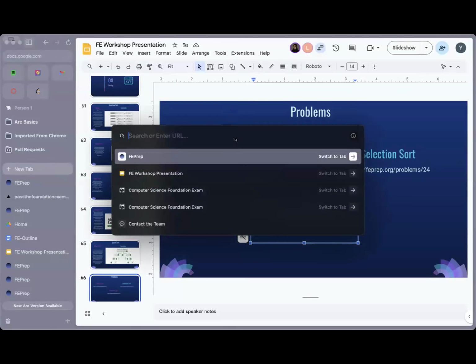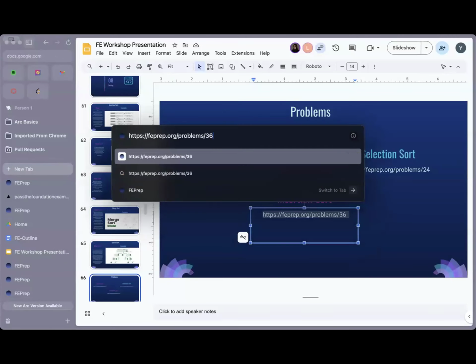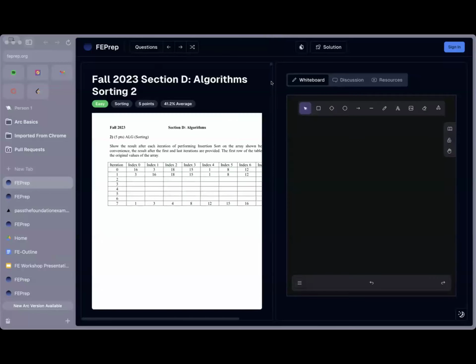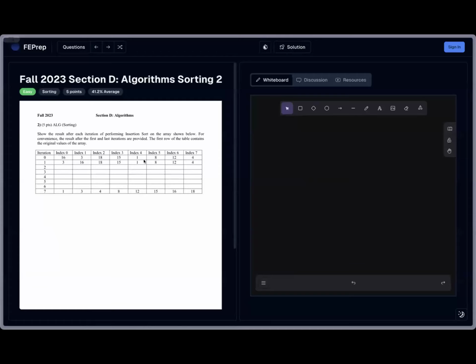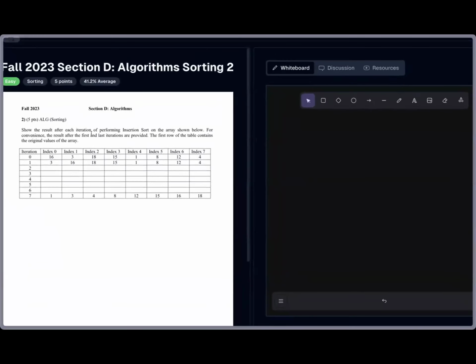I'll go ahead and do the insertion sort problem next. Insertion sort is going to work exactly how I said before. So show the results after each iteration of performing the insertion sort on the array below. So we have 16, 3, 18, 15, 1, 8, 12, 4.